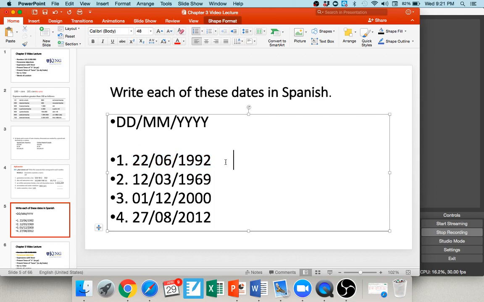So we want to say the 22nd. As we write our dates in Spanish, we're going to have el followed by a number. In this case, the number of the month, or I'm sorry, the number of the day. So el number followed by de, followed by the month, followed by de, followed by the year. Okay, so your kind of formula here, if you want to think about it as a math problem, you have an el followed by the number, so the 22nd in this case, a de followed by the month, in this case the 6th month is June, another de followed by the year, which is 1992.